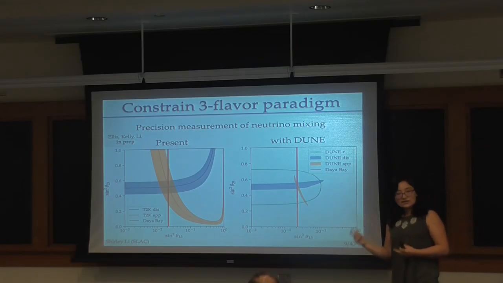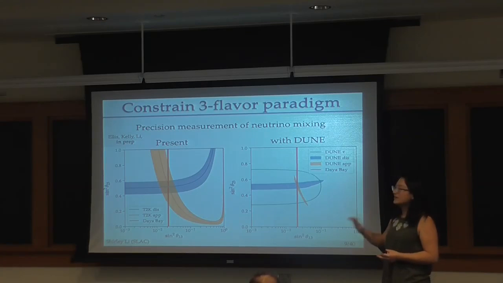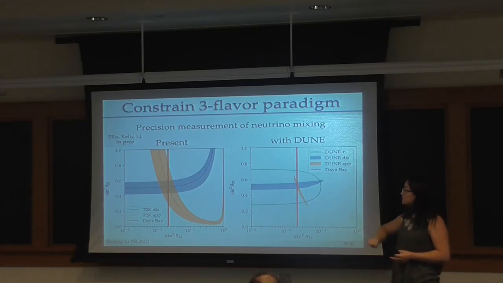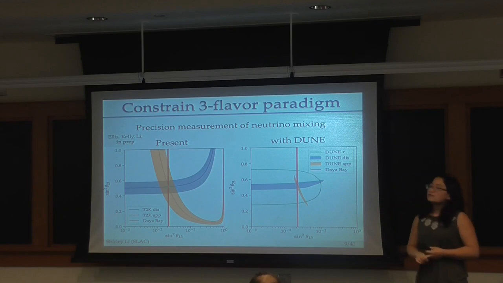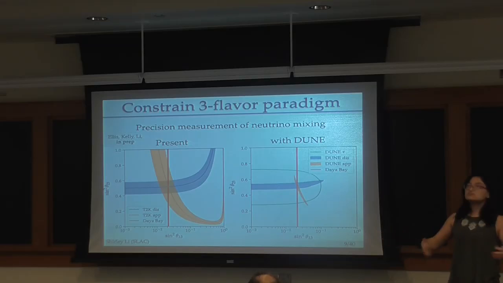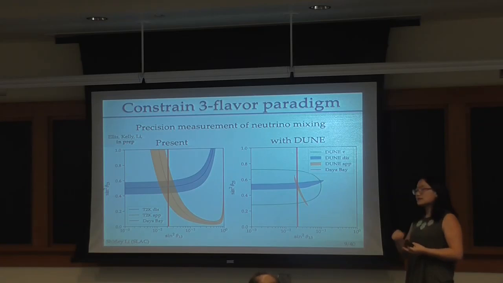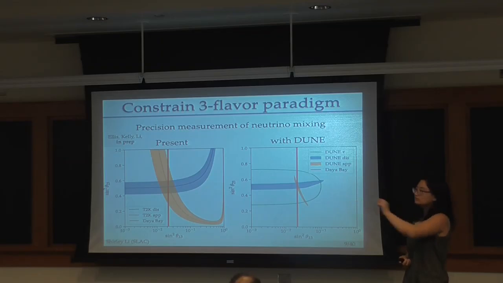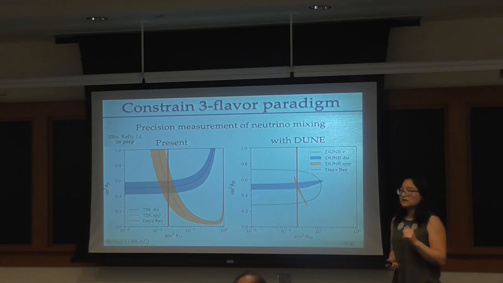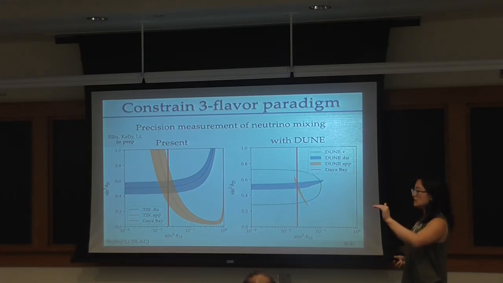Daya Bay reactor measurements provide a very precise measurement of theta 1 3, and that's the vertical red line. And for the long baseline type of experiment, there's a disappearance channel, meaning you're measuring how much nu mu are still nu mu, and an appearance channel, meaning you're measuring how much nu mu have turned into nu e.